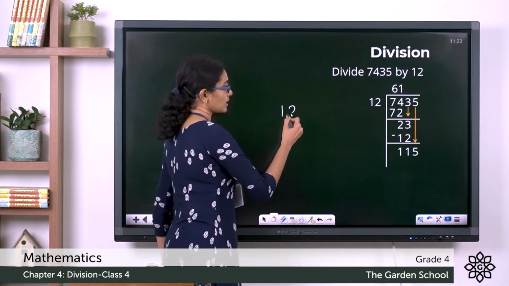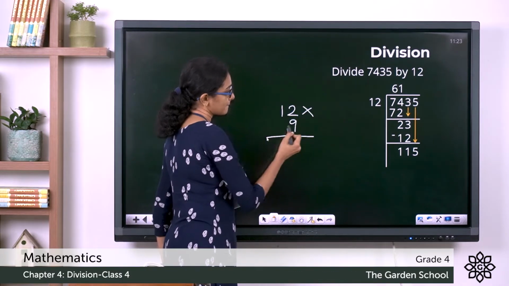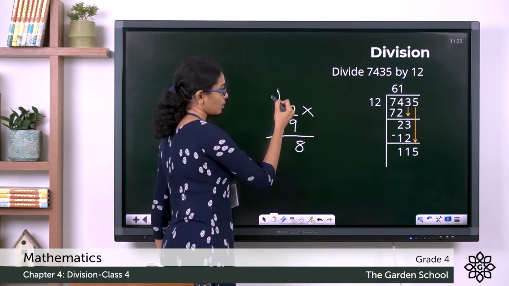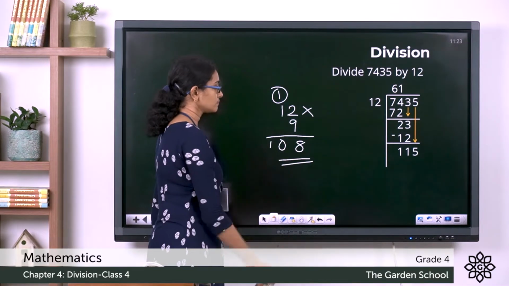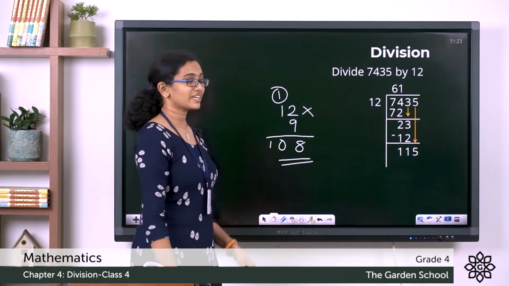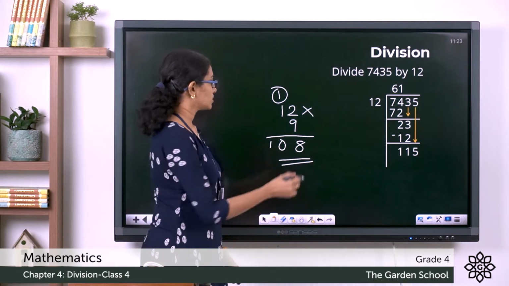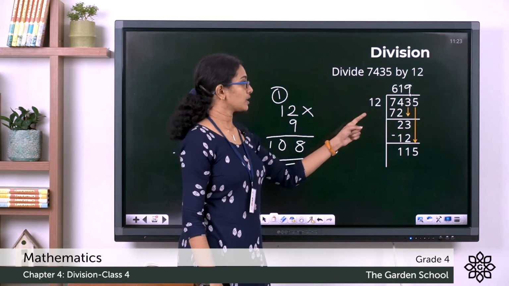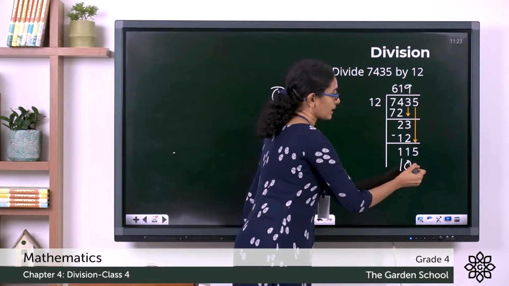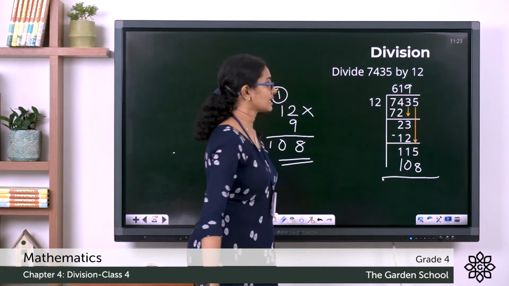12 into 9: 9 twos are 18, a carry over 1. 9 into 1 is 9, plus 1, it is 10. So we get the product 108. So I'm going to take 12 times 9 here. Multiplying 12 into 9 gives you what? 108. Now what is the next step?